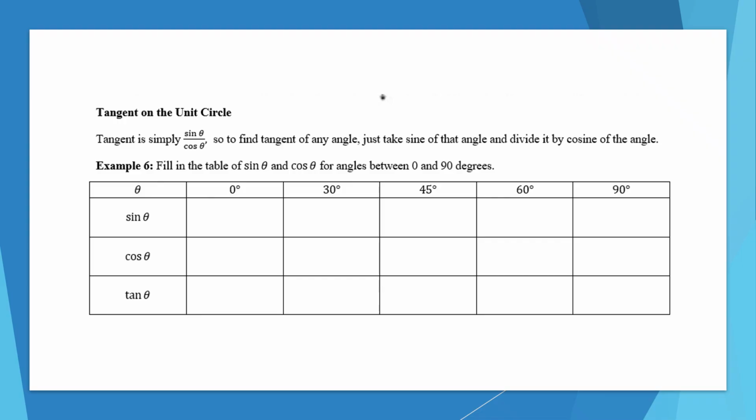All right, now tangent on the unit circle. Remember, tangent is just simply sine over cosine. So to find tangent of any angle, just take sine of that angle divided by cosine of that angle. So filling in this chart for any angle between 0 and 90 degrees, sine is, remember, 0, 1/2, root 2 over 2, root 3 over 2, 1, and then you flip it for cosine.